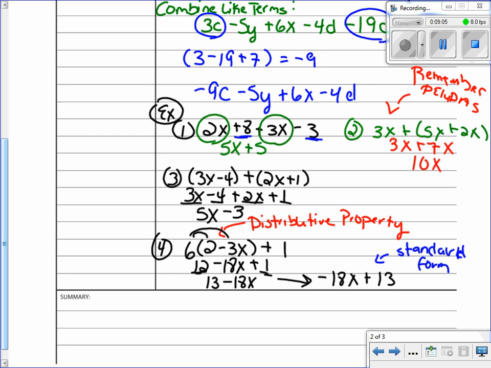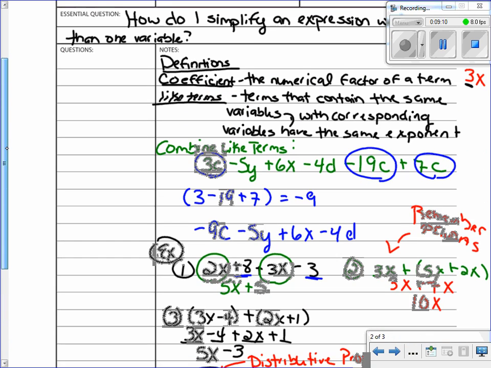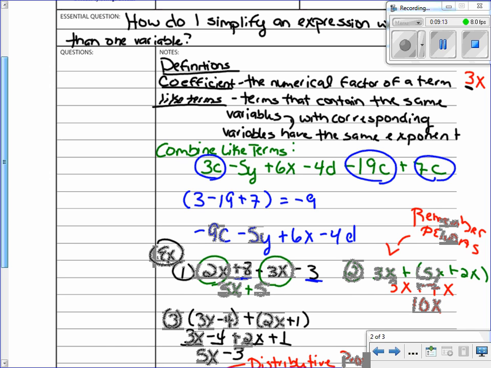So don't forget to answer the summary. You want to basically answer the essential questions in your own words. There's no right or wrong answer. It's completely your own words. And in the left-hand margin, these are the questions that you need to be able to answer when you're studying for quizzes or exams. So you need to be able to simplify 3x minus 4 plus 5x plus 6.